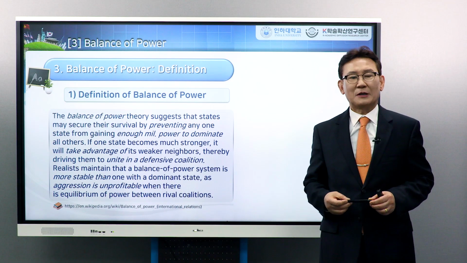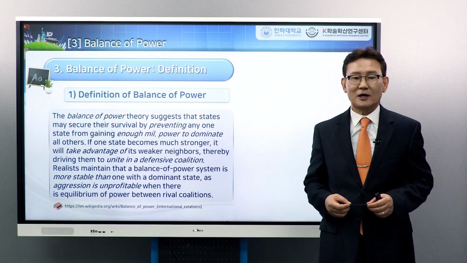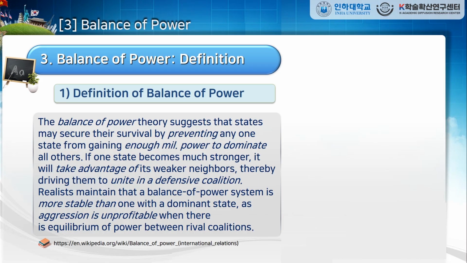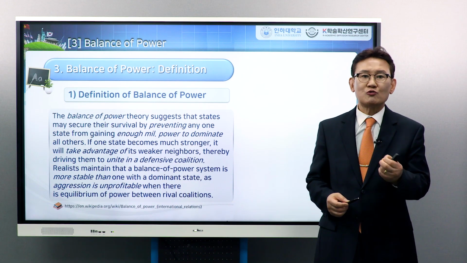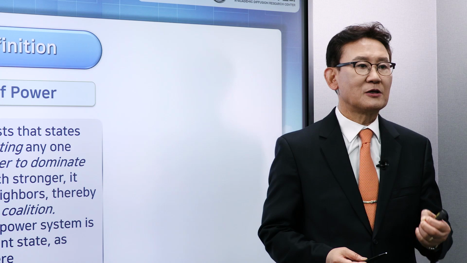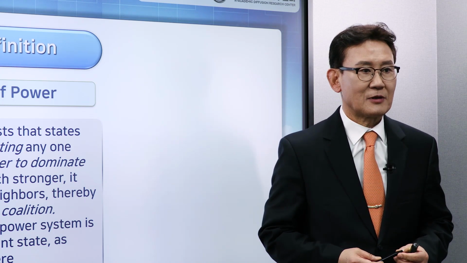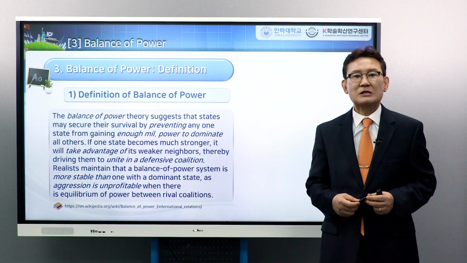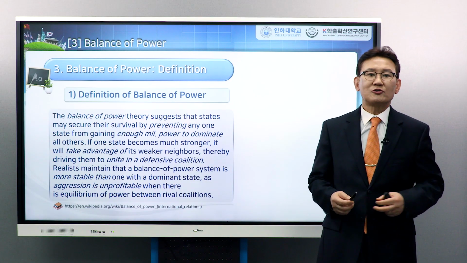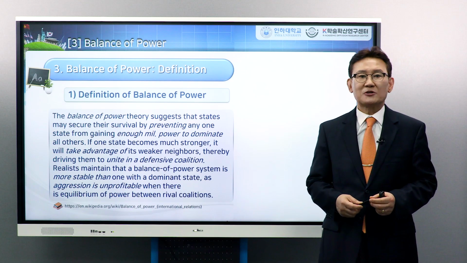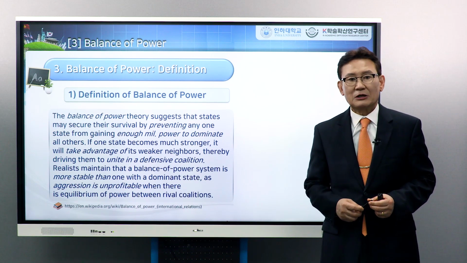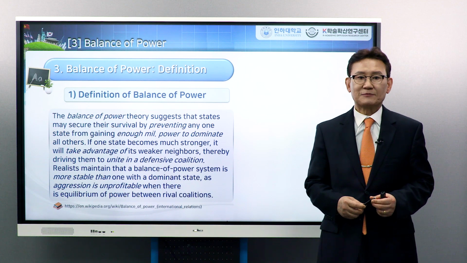I mentioned the balance of power so many times in the previous weeks. The reason why I keep mentioning balance of power is that the theory of balance of power is one of the very useful tools to explain the inter-Korean relations or the East Asian politics in the later chapters. So now let us introduce and explain the theory of balance of power in detail.